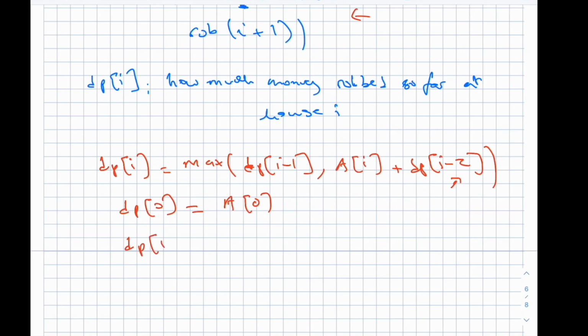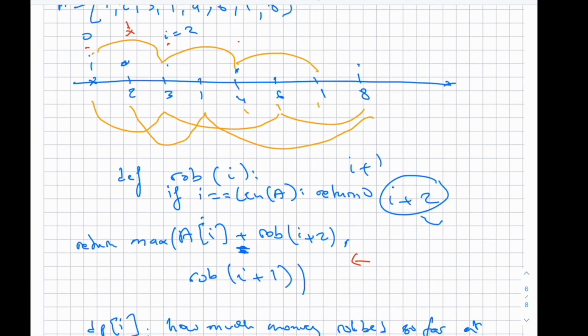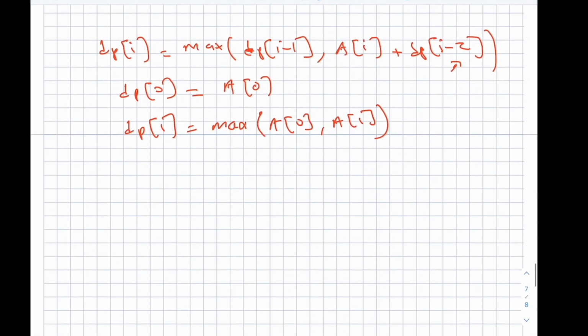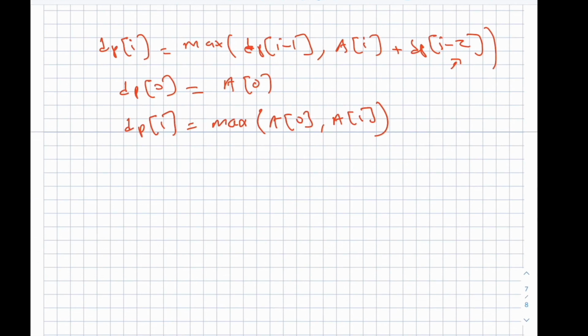What is dp of 1? That's just the max, right, of a of 0 and a of 1, right? Yeah, when you are at position 1 here, you can either take this one or this one. You have no other option. 0 is not the max because those are positive values, right? So that's the idea. And so we could just use this formula here to build our dp recurrence, and then the result that we want to return is the last one.